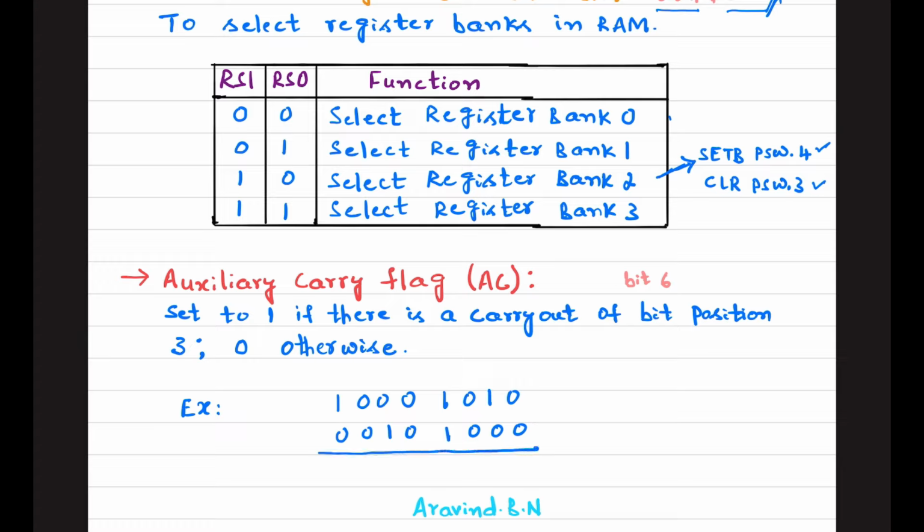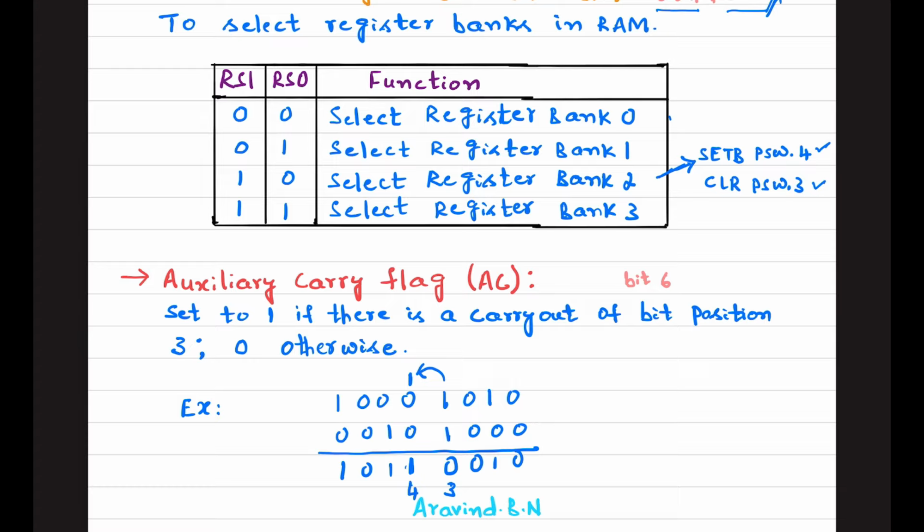Add these two. Here it is 0, 1, then 0, 1, 1, it is 0, carry is generated, then 1, then 1 0 1, right? So this is bit position 3, and this is bit position 4. What the statement says, if there is a carry generation from bit position 3 to bit position 4, then auxiliary carry flag will be set equal to 1.